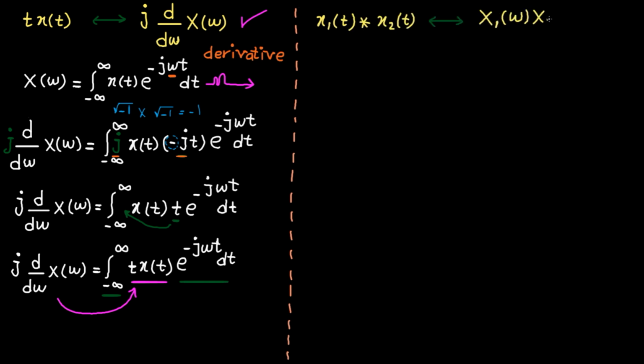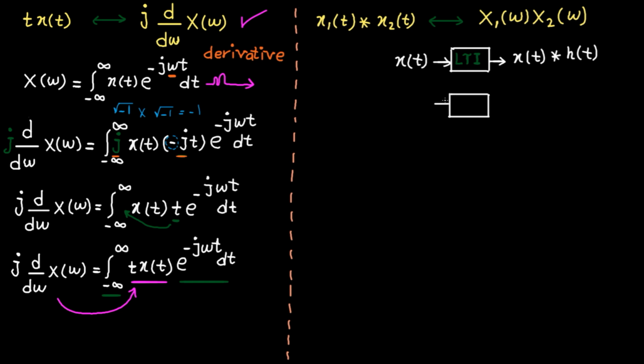Convolution in time is multiplication in the frequency domain. I explained the convolution concept when I was talking about LTI systems. So to understand this property, let's consider LTI systems again. When x(t) goes through an LTI system, the output is basically x(t) convolved with the impulse response. Also, as I explained in the Fourier series lecture, when a complex exponential function with the frequency of omega goes through an LTI system, the output is basically the same multiplied by the frequency response at that frequency.